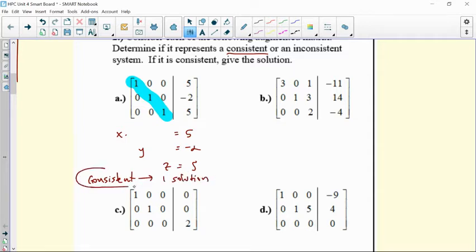Okay, so there it is right there. It'd be like the ordered triple, 5, -2, 5. That would be the solution to that equation.